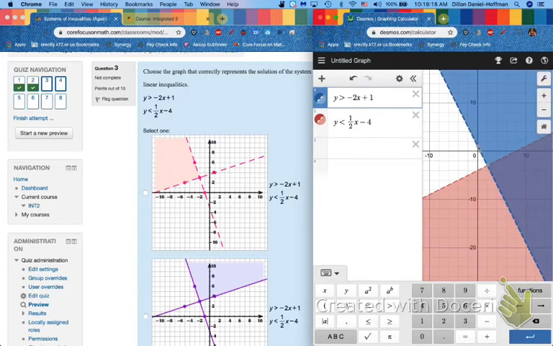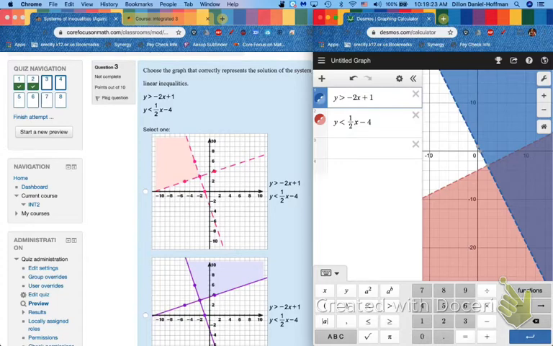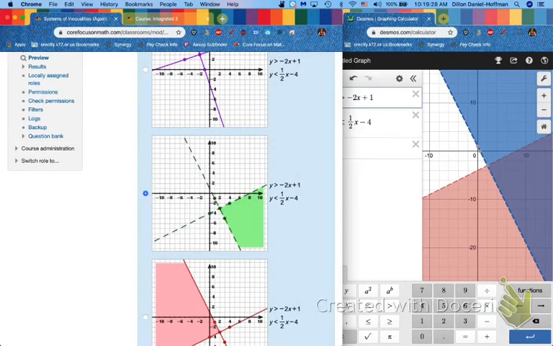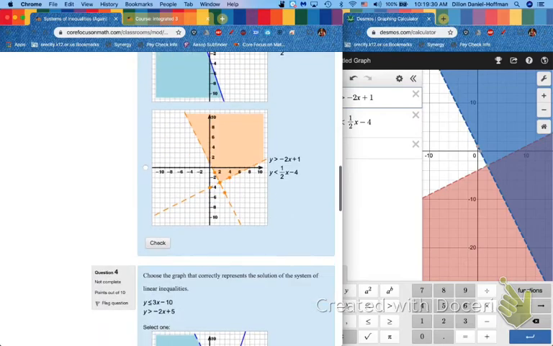Clicking up to the blue. No, it's not the first one for me again, because it's not up and to the left. Now the purple is down and to the right. And again, everything's dotted. Oh, there it is. Down and to the right. And everything's dotted. For me, it's the third one.